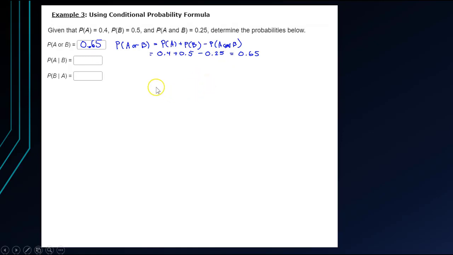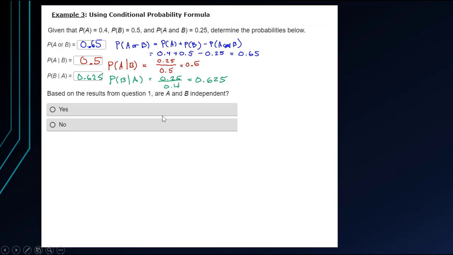The probability of A given B is going to be 0.25 out of 0.5, because that's the probability of A and B over the probability of B, which is 0.5. The probability of B given A is going to be the probability of A and B again, 0.25, over the probability of A, 0.4, which is 0.625. So these are just using formulas.